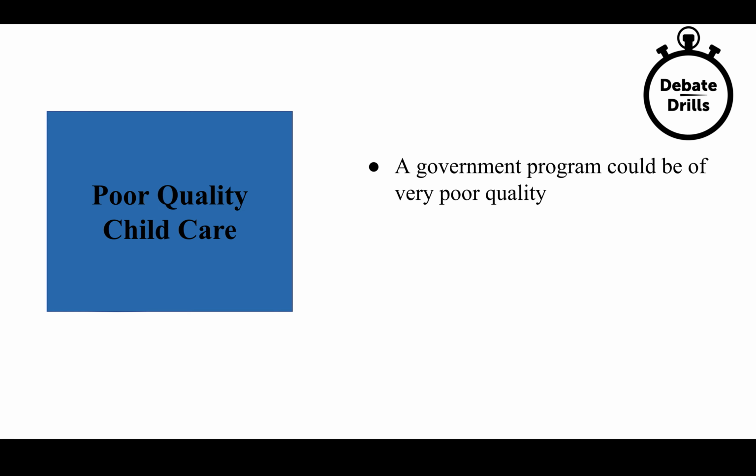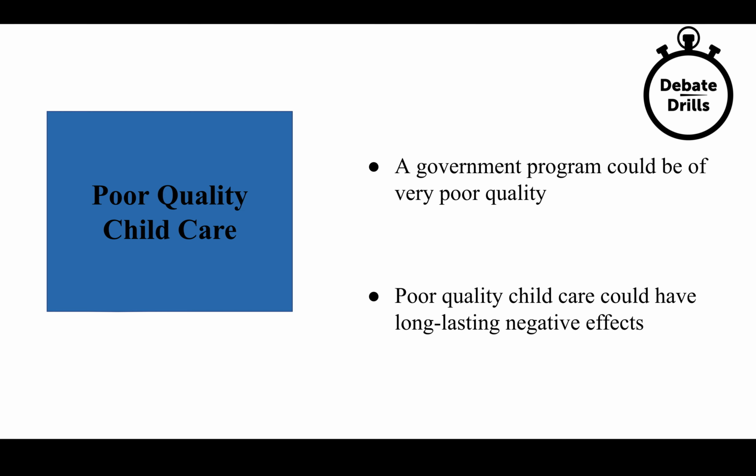Another argument that some people make is that quality matters and that any kind of guarantee of universal childcare will result in poor quality childcare. A government program could actually be counterproductive if the centers that these children are being sent to are problematic and are not being run very well. Poor quality childcare could in turn have long-lasting negative effects.